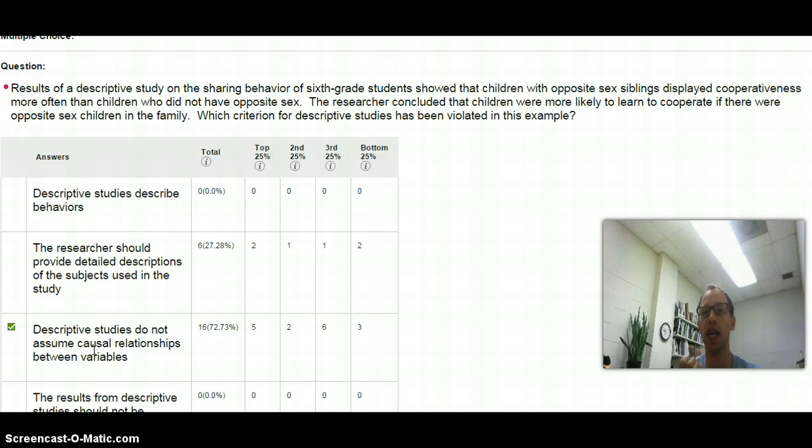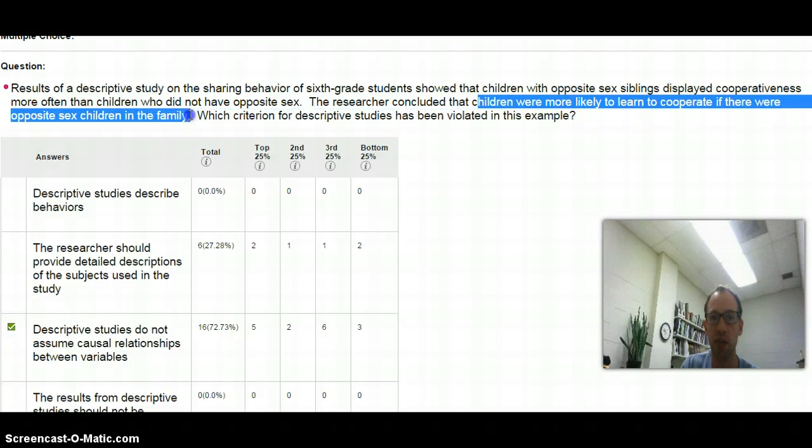You either need an experiment, a true experiment, or some kind of causal comparative, carefully designed quantitative study to show this causal relationship. So in this sense, when you say that children were more likely to cooperate if they were opposite sex, we're saying that being opposite sex in the children in the family caused the cooperation, which is not true.